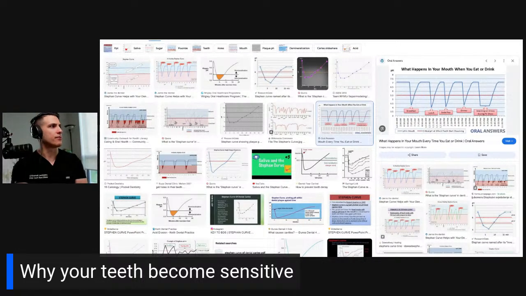It was longer than 5 minutes. It was 13 minutes. And just keep in mind the Stefan curve. Keep in mind tooth sensitivity. I will continue on this for tomorrow.